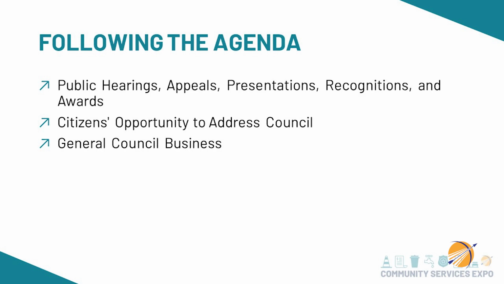Next, we have what are called public hearings, appeals, presentations, recognitions, and awards. On the agenda that you have in front of you, this would be page 4, and it's items 7A, B, and C. So you can see the types of things that will be covered this next council meeting on Tuesday.